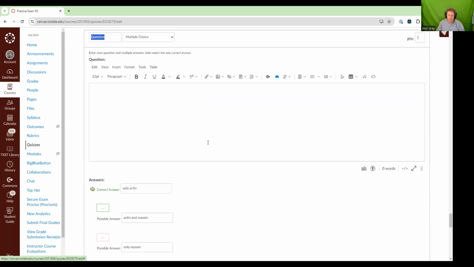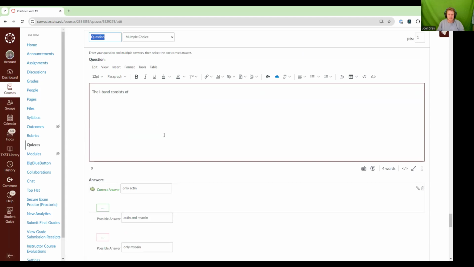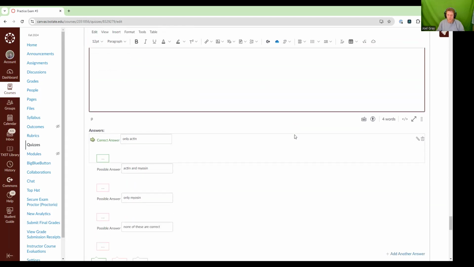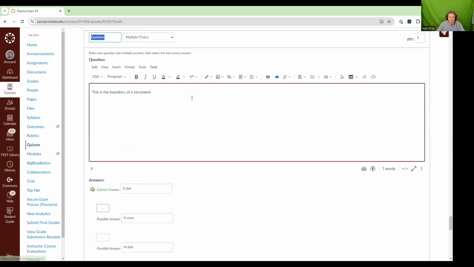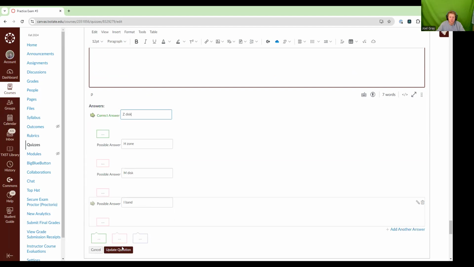Okay, the I band. Now, this is where we're getting into muscle proteins. The I band consists of, okay, so now this is an important distinction whenever you look at a sarcomere, which are the building blocks of muscle proteins. An I band is only actin. Now, it's kind of subtle because you might see actin and myosin, but an I band only has actin. So that leaves us actin and myosin, only myosin. No, none of these are correct. Only actin is the correct answer. Now, this is the boundary of a sarcomere. So a sarcomere is the individual unit of a muscle cell, and a Z disc is the correct answer.